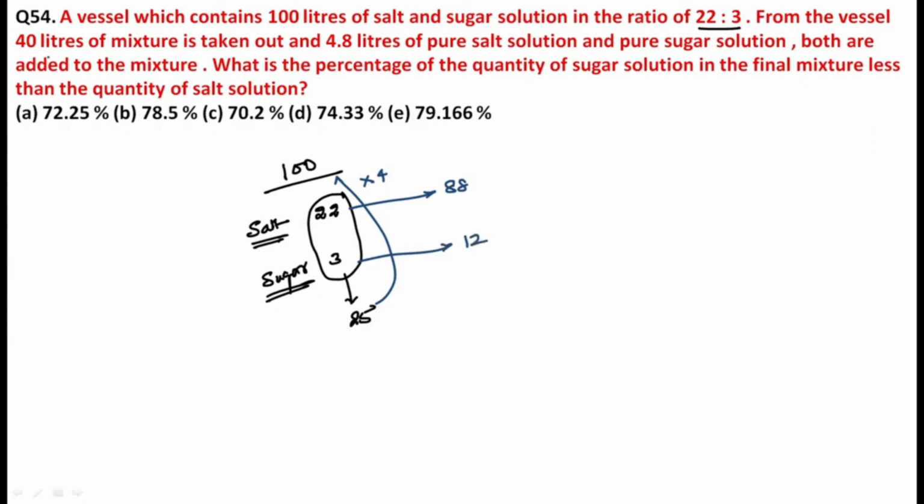Now from this mixture, we are removing 40 liters of mixture taken out. That mixture must be divided in the ratio of 22:3. It means we are subtracting 22 by 25th of 40 here, and we are also subtracting 3 by 25th of 40 here. So we are taking the mixture and we are adding 4.8 liters of pure salt. Now both are added in the mixture. You just go through the calculation here. If you're done with the calculation, you can get the values.